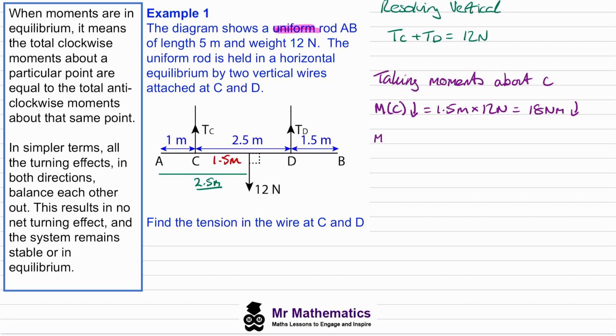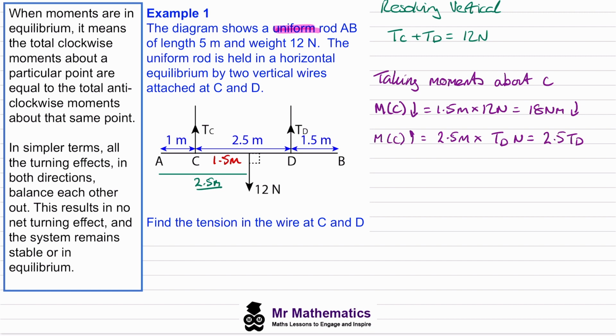And if we take the moments about C now acting in an anticlockwise direction, we don't need to worry about the tension at C because the distance from this is 0. So this will have no turning effect on C. But we do need to think about the tension at D. We can see it's acting anticlockwise. It's got a distance of 2.5, so 2.5 meters multiplied by the force of TD, which we don't yet know. So we'll just say TD newtons, and this will be 2.5 TD.